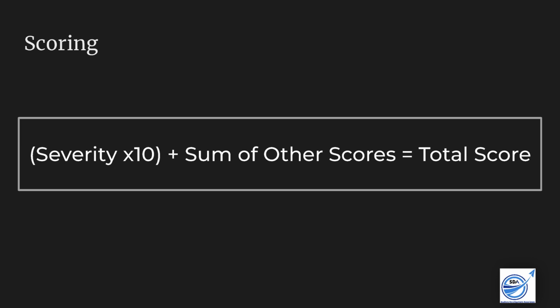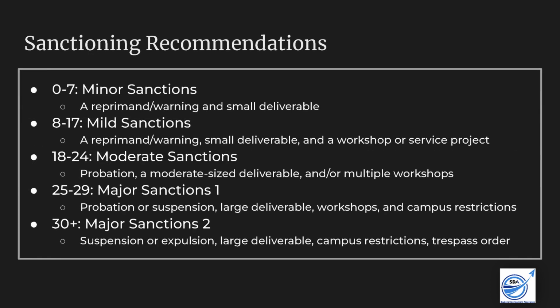With the SANCTION framework, we do provide sanctioning recommendations for minor, mild, moderate, and 2 levels of major misconduct. However, you are the hearing officer. You are the conduct professional. You are the one who will be tasked with determining what is actually appropriate for the student based on the misconduct and the actions they took.